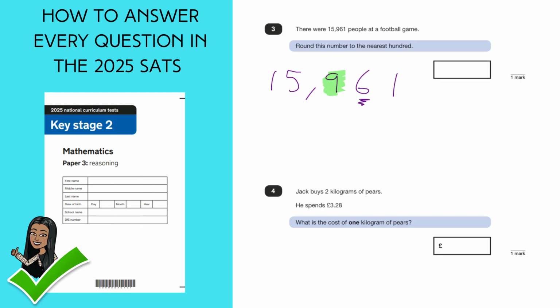That is 5 or larger, which means that my 9 is going to round up to the next digit. So instead of 961, this 900 is going to become 1,000, which means it's going to alter this 1,000 digit as well. So it will become 16,000. If we're rounding to the nearest 100, it means that everything after the 100 digit will always be zeros, but the 900 will become 1,000, and that 1,000 got added on to the 15,000. So this is 16,000.